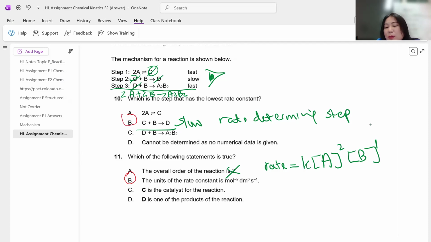The units is next. So how do you know the units? Again, you derive it, nobody memorizes the units anyway. So the units of rate is mol per dm cubed per second. Overall third order, so divide by mol cubed dm to the minus 9, right? And we cancel out.